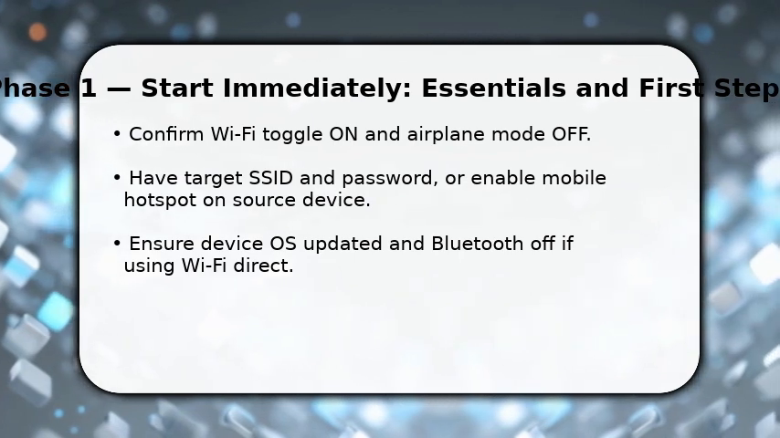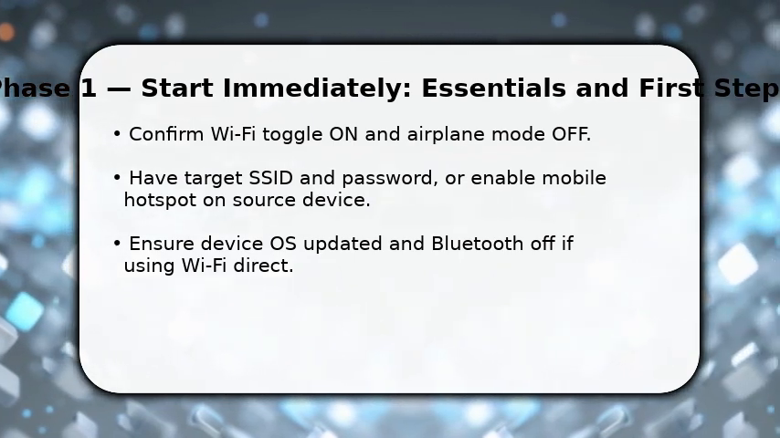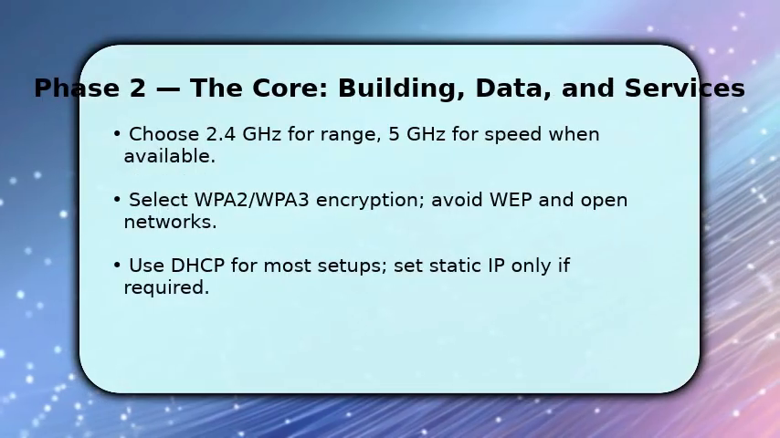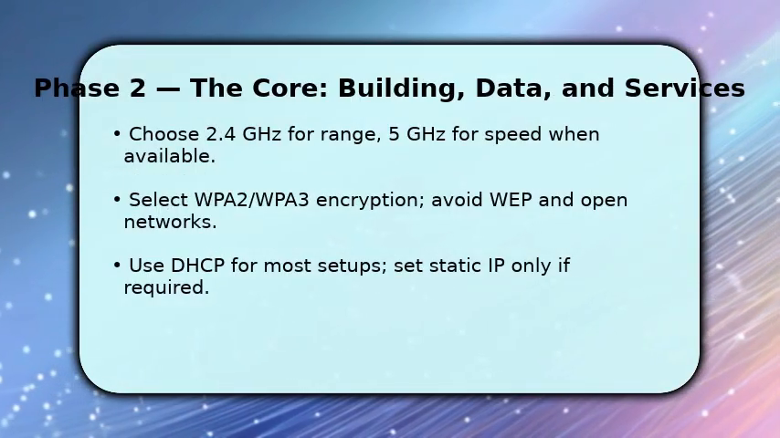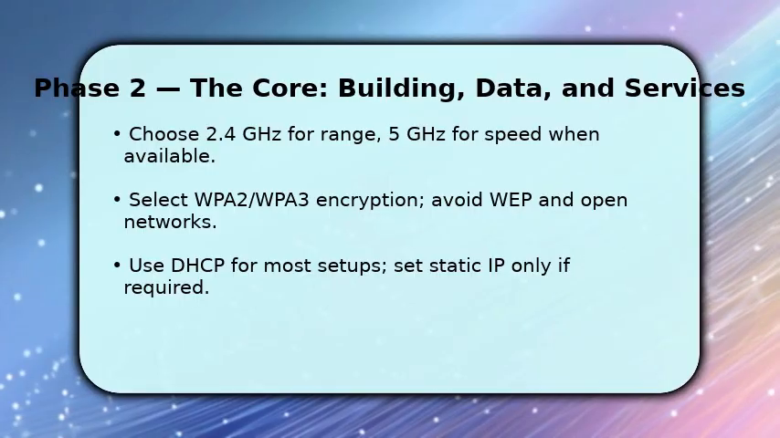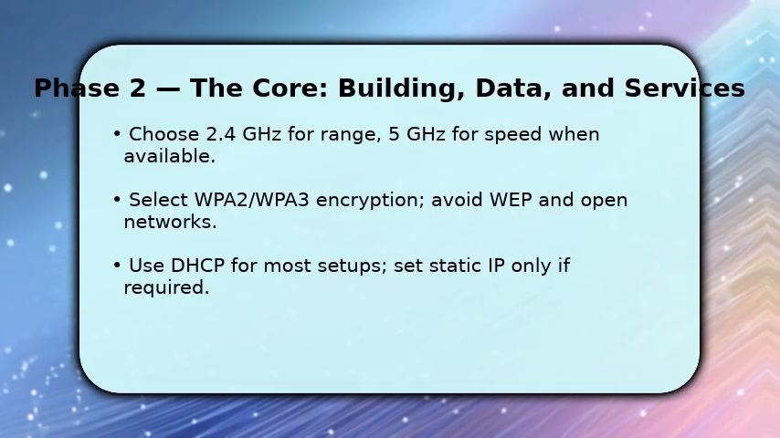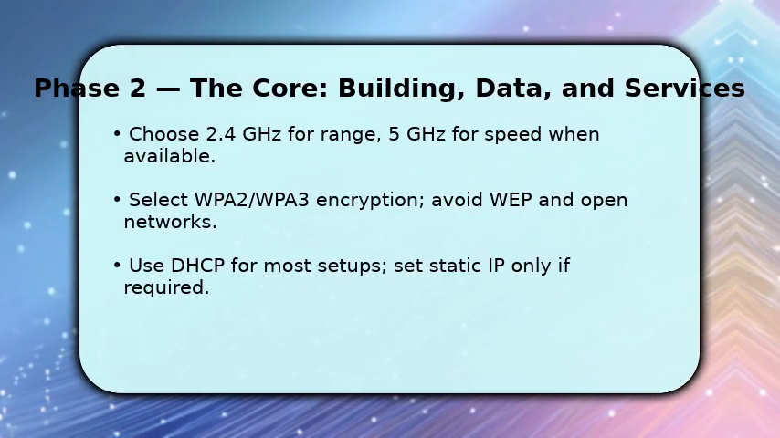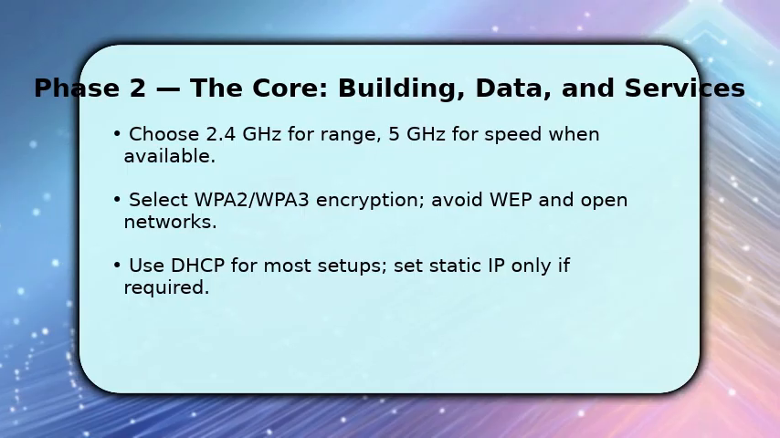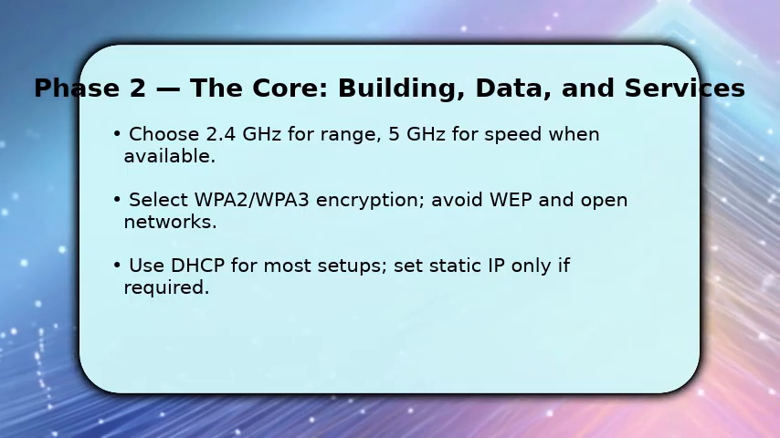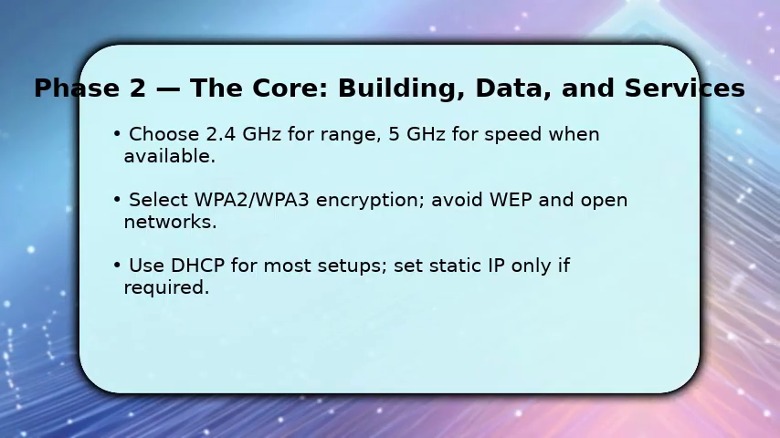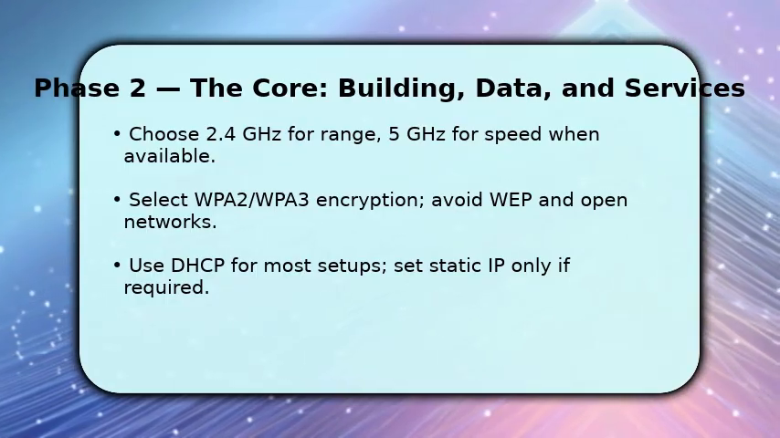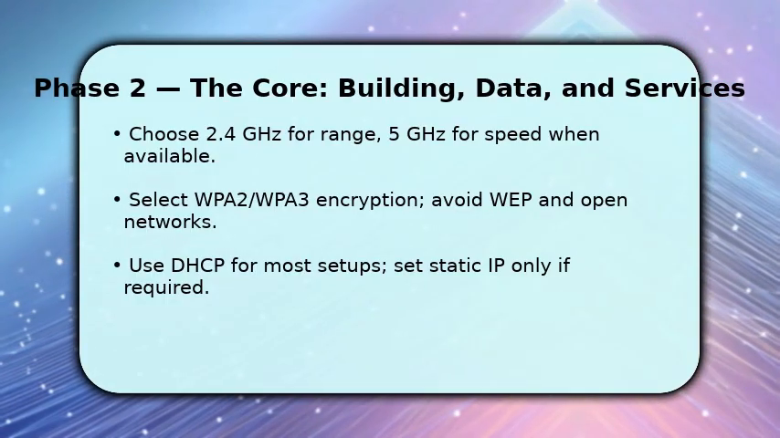Now optimize the connection so it's reliable and secure. If both bands appear, select 2.4 GHz for better range or 5 GHz for lower latency and higher throughput. Make that choice based on distance. Verify the network security shows WPA2 or WPA3. This prevents eavesdropping. Most phones use DHCP automatically. Only assign a static IP if you know the router's addressing.